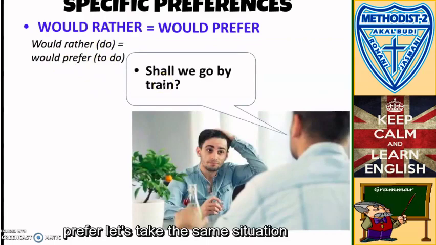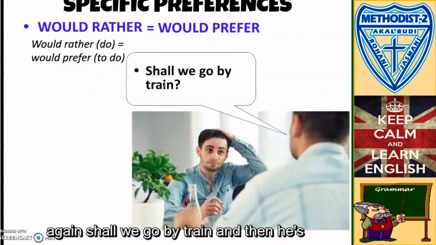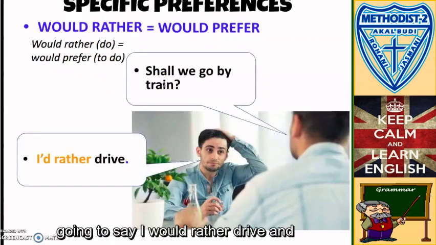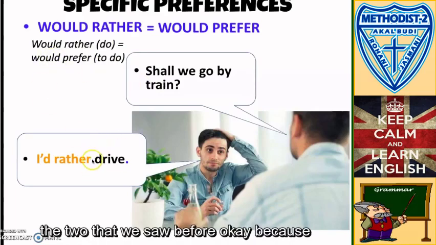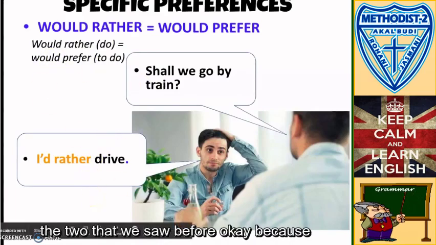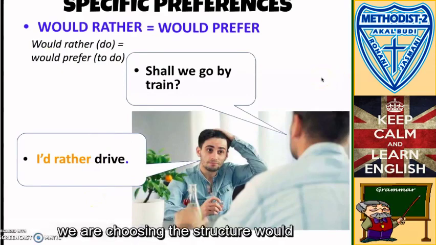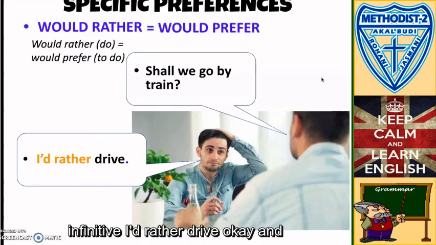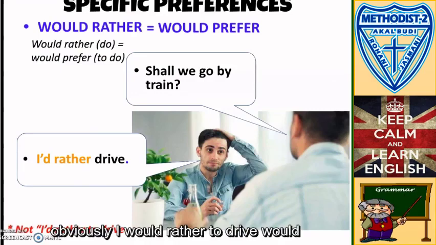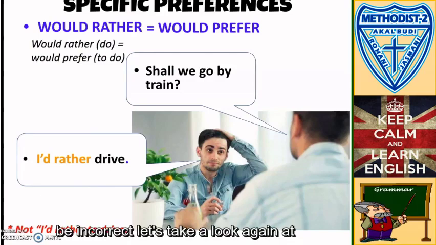Let's take the same situation again. Shall we go by train? And then he's going to say, I would rather drive. Pay attention, because now we don't have the to that we saw before. We are choosing the structure would rather, and it's followed by a bare infinitive. I'd rather drive. And obviously, I would rather to drive would be incorrect.